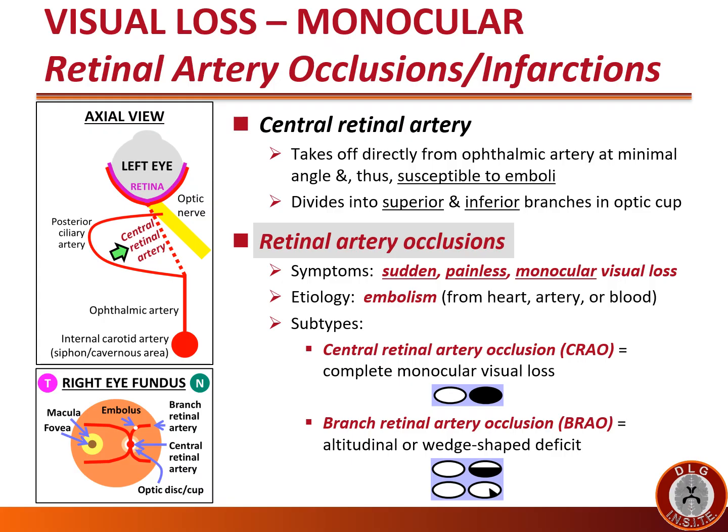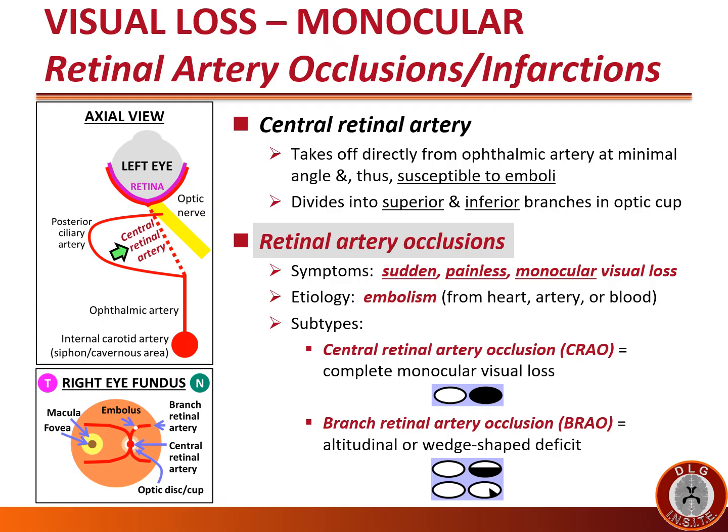Retinal artery occlusions are manifested by sudden, painless, monocular visual loss. Those are the big three: sudden, painless, monocular. And again, the emboli from the heart, artery, or blood, as we just described, are the causes almost always. And the two main subtypes are central retinal artery occlusion and branch retinal artery occlusion, CRAO and BRAO. The central retinal artery occlusion is manifested by complete monocular visual loss on most occasions.